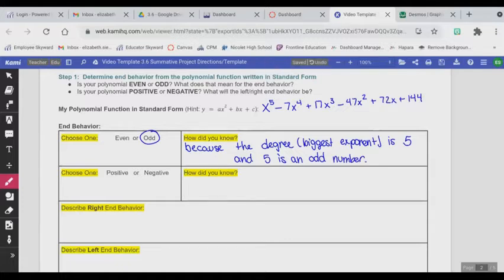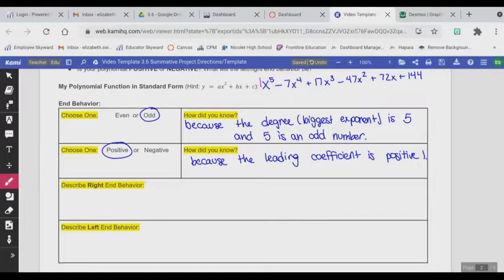And then looking at my leading coefficient, remember when you don't have a number out front, there's like an imaginary 1, and that 1 is positive. So my end behavior is also going to be positive. And again, I know this because my leading coefficient is a positive 1. All right, so I can use that knowledge to describe my right and left end behavior.